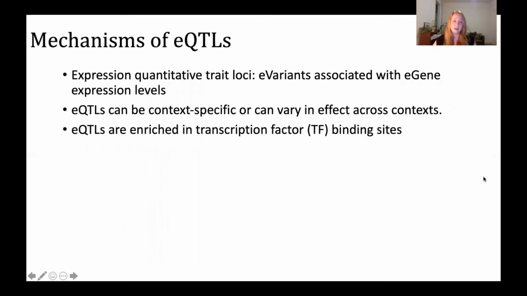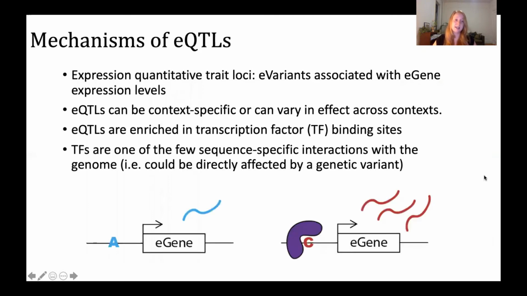We know that eQTLs are enriched in transcription factor binding sites, and this makes sense as transcription factors are one of the few sequence-specific interactions with the genome that could be directly affected by a genetic variant. So here on the left, the transcription factor has a low affinity for this A allele, which results in a low level of gene expression. And on the right, the transcription factor has a higher affinity for the C allele, which results in high levels of gene expression.